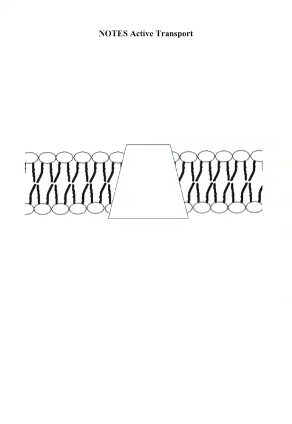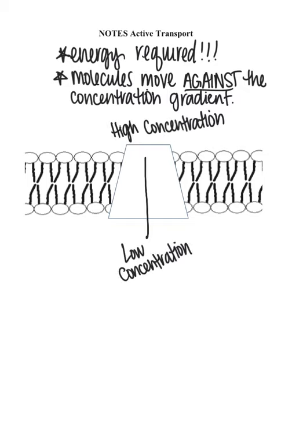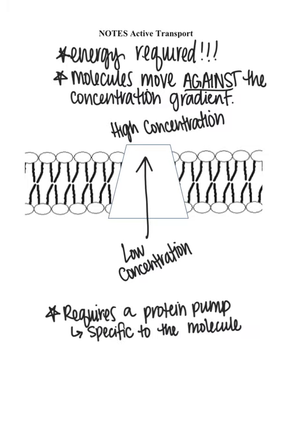So in your notebook, we are going to make a few little notes about active transport as a whole, in general. When we're talking about active transport, the thing that's most important is that this is going to require energy. The reason is that these molecules are moving against the concentration gradient, from a low concentration to a high concentration. This type of transport does require a protein pump.